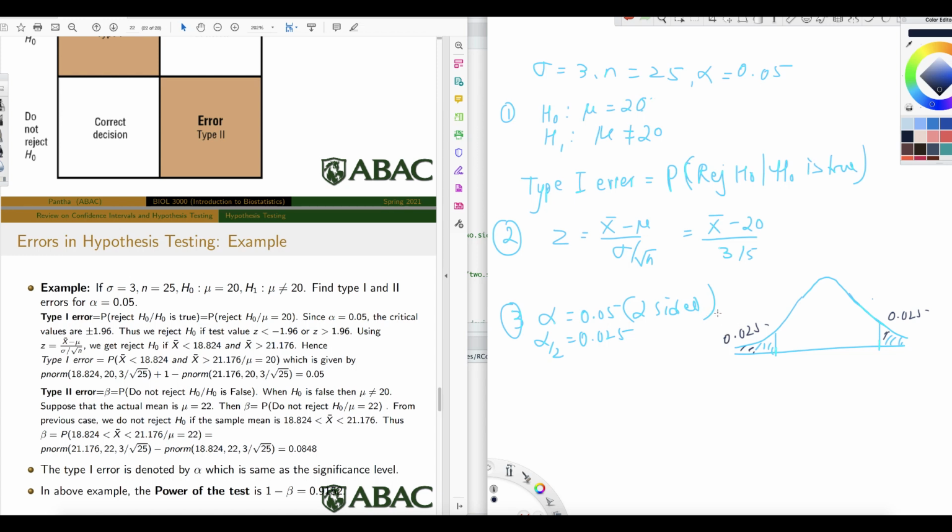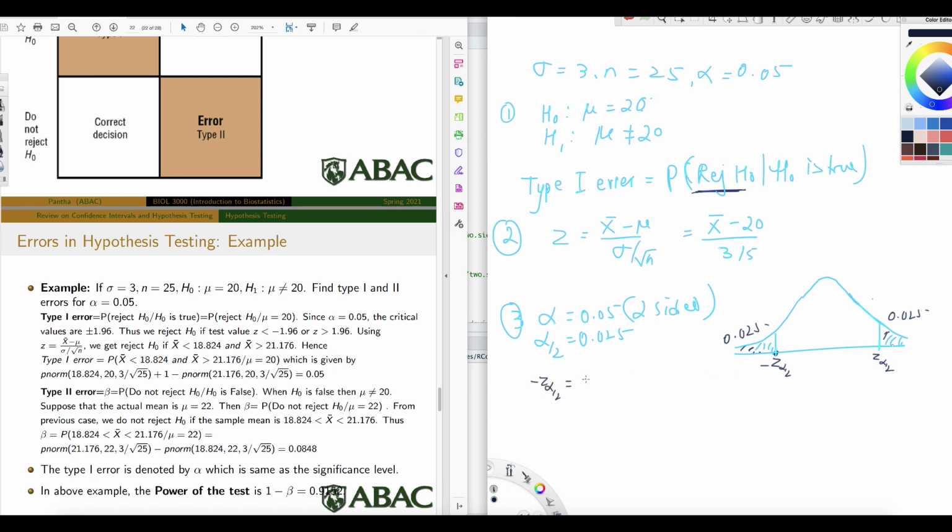Now, when do you reject this null hypothesis? You reject the null hypothesis if this test value falls either here or here. You see that? So what is that value? Let's say this is g alpha half negative, and this is g alpha half positive, right? So what is negative g alpha half?